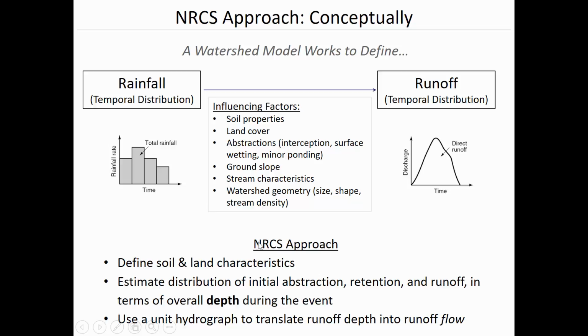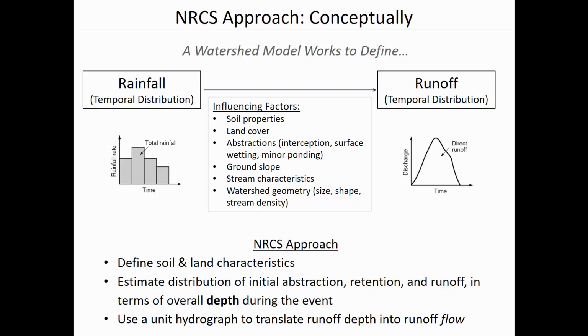The other thing is that this NRCS approach is going to estimate the distribution of, based on the curve number, how much of the rainfall that comes turns up as satisfying the initial abstraction, how much of it is going to be retained by the soil, and how much will run off. The way it does it, though, is it just does it based on depths. And so you'll say a 3-inch storm, how much of that 3 inches is going to go into each of those places? And then we have to use something else to turn rainfall volumes or rainfall depths into flow rates.